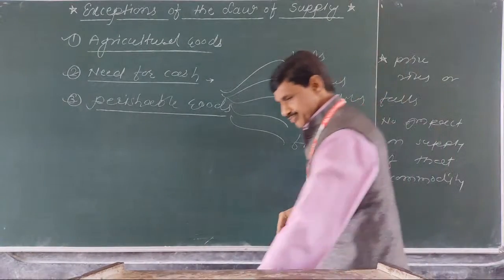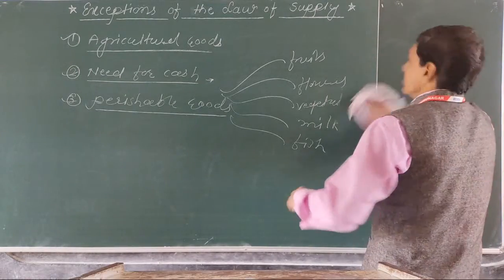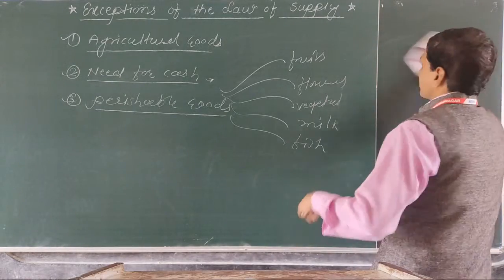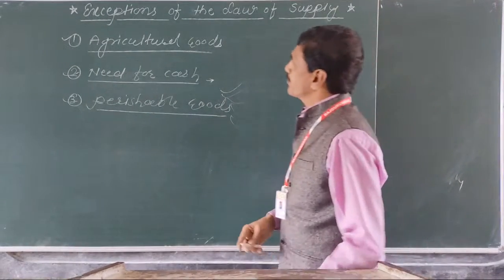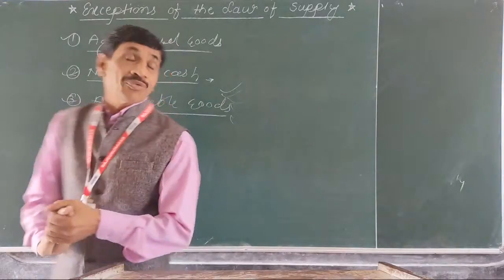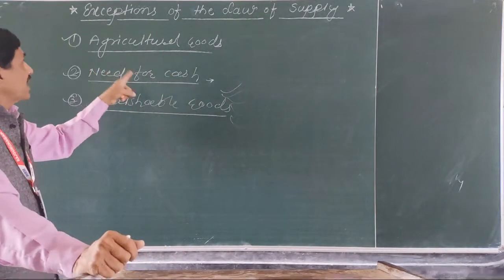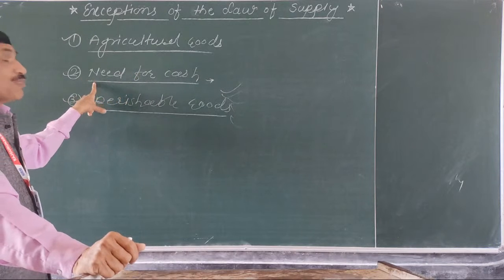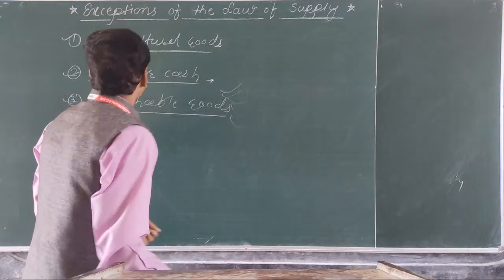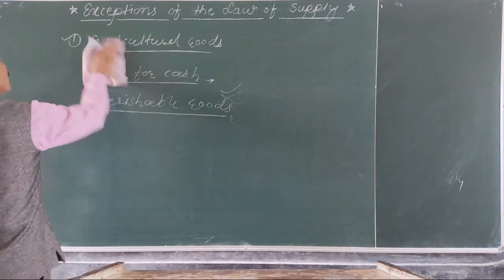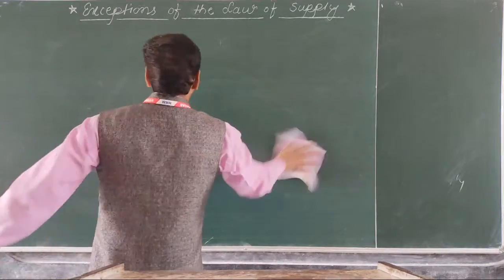Okay, so the third point is perishable goods or products. So there are three exceptions to the law of supply, which we have already studied. First is agricultural products, agricultural goods. Second is need for cash. Third, perishable goods, are very important exceptions to the law of supply.